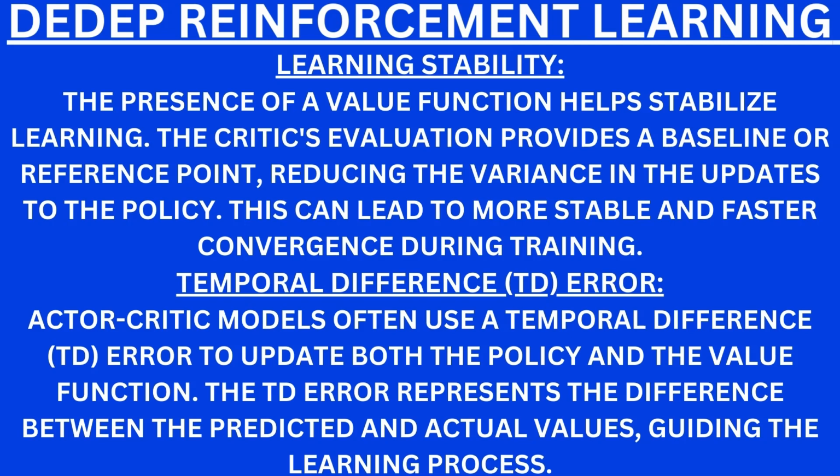Temporal difference (TD error). Actor-critic models often use a temporal difference (TD error) to update both the policy and the value function. The TD error represents the difference between the predicted and actual values, guiding the learning process.